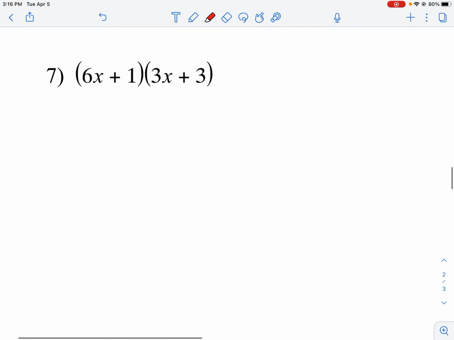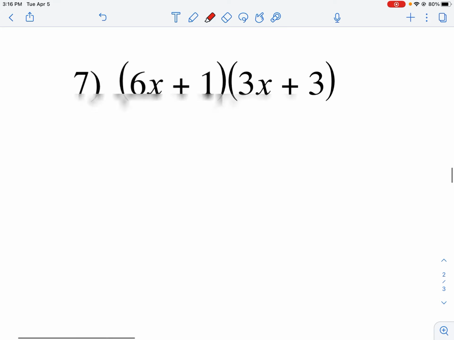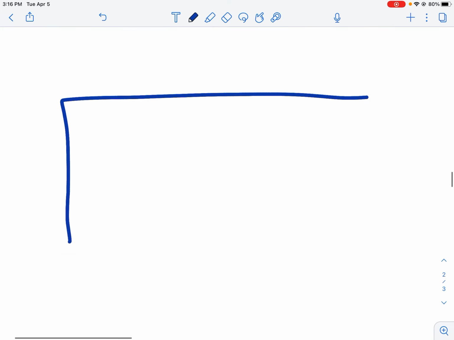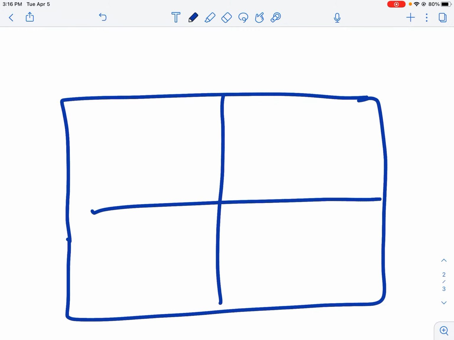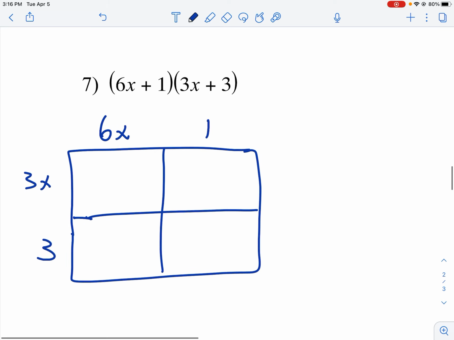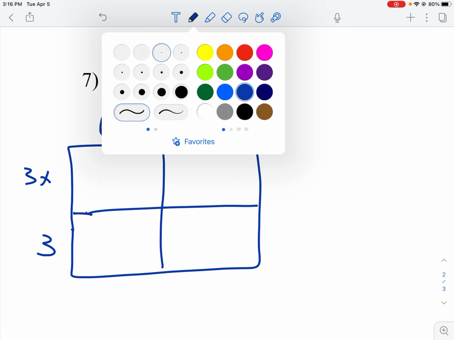Scooching on down to number 7. All right, same thing. We have a binomial times a binomial. So make a box such that it is 2 by 2. There's 4 total squares in here. And 6x plus 1 goes across the top. 3x plus 3 goes down the left-hand side. It does not matter which one you put here and which binomial you put here. It really doesn't matter. You're multiplying, and as you know, multiplication order does not matter.